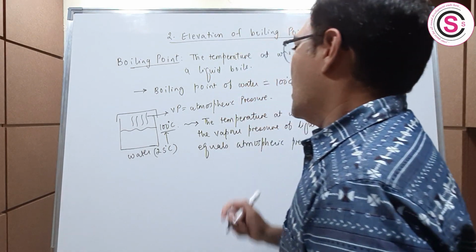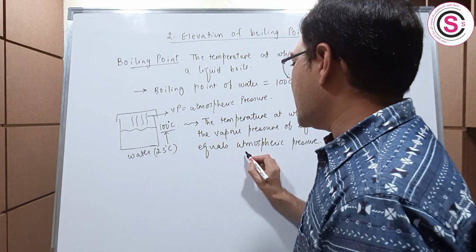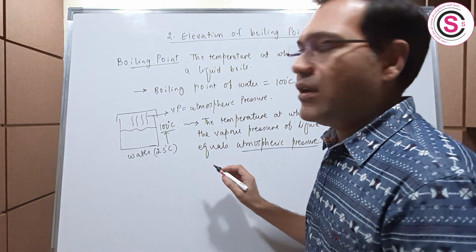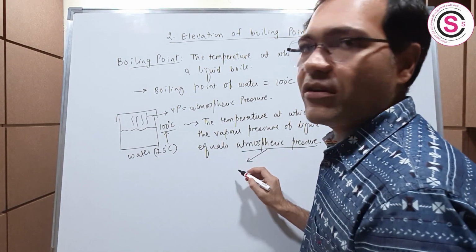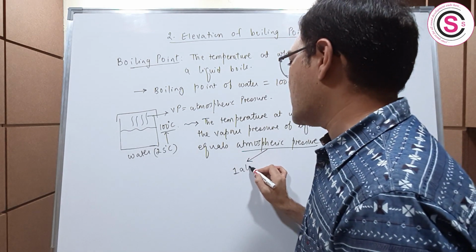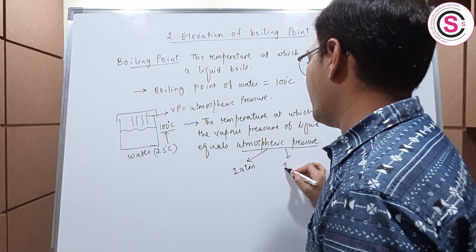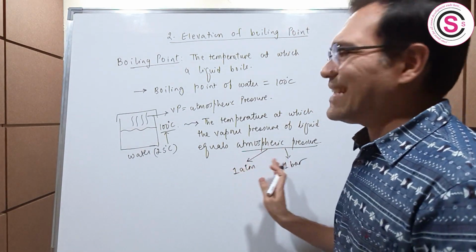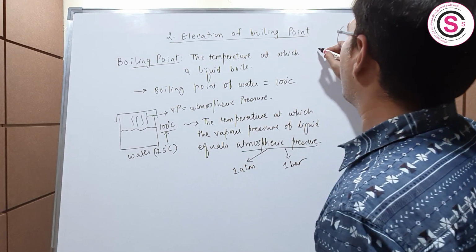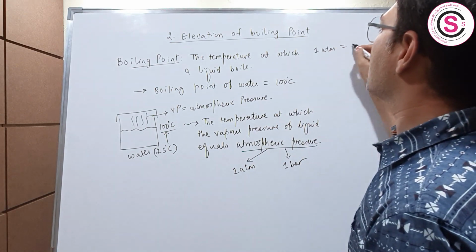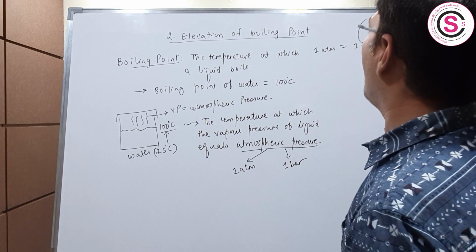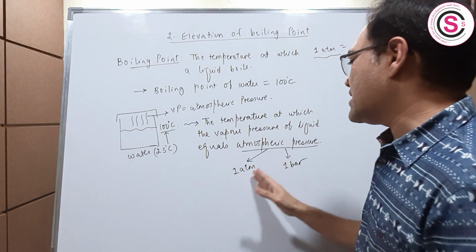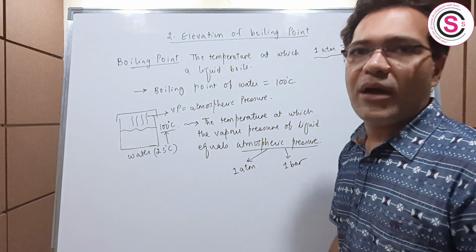Now, let us understand, when we talk about atmospheric pressure, now see students, atmospheric pressure can be taken as 1 atmosphere or it can be taken as 1 bar. Correct? We know these two are not exactly the same, right? We know the relation: 1 atmosphere is equal to 1.013 bar. Correct? 1 atmosphere, students, is never equal to 1 bar.